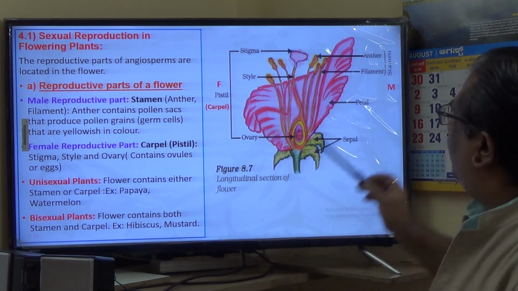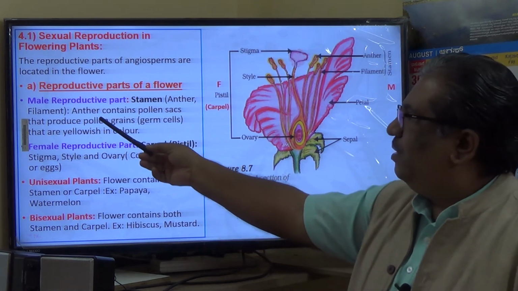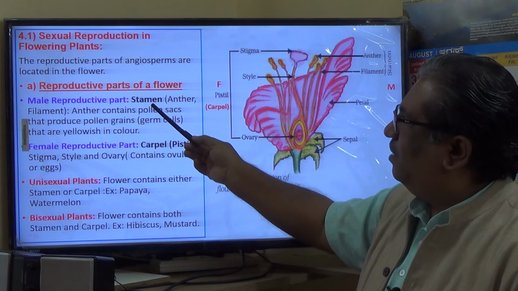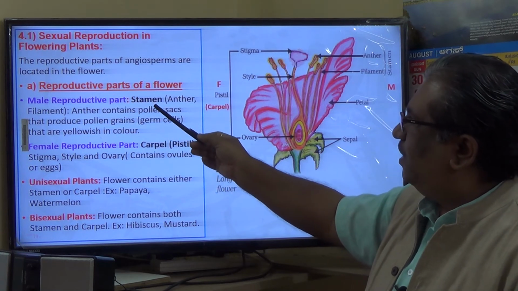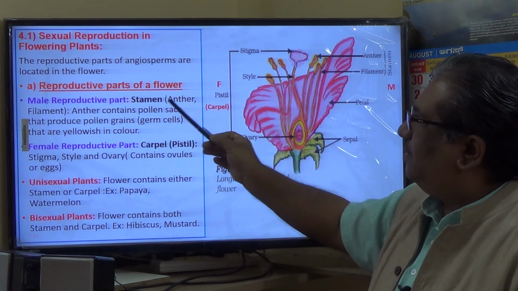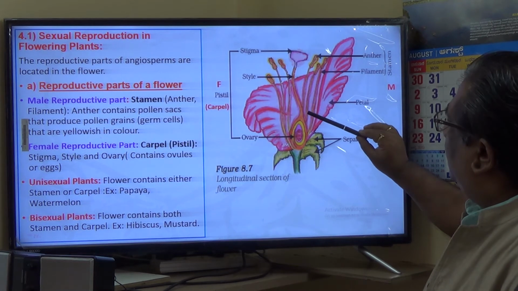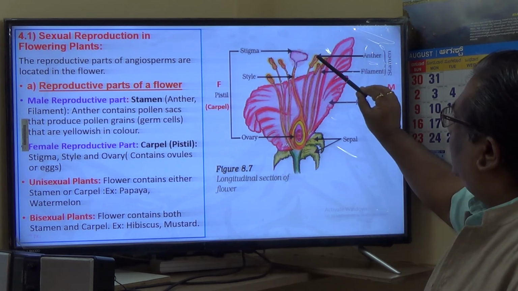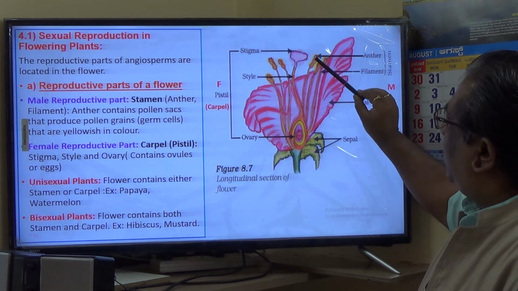Let us see one more important thing here: the stamen, the male reproductive part. It consists of the anther and the filament. As I said, this is the filament and this is the anther.